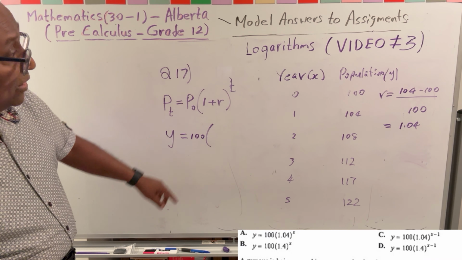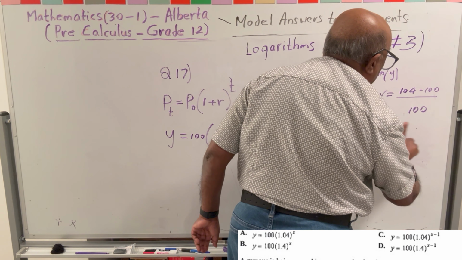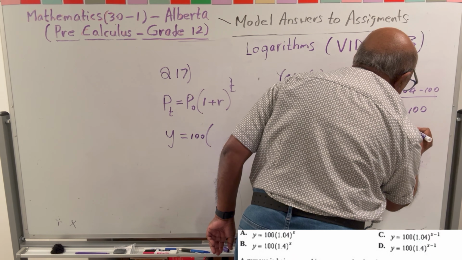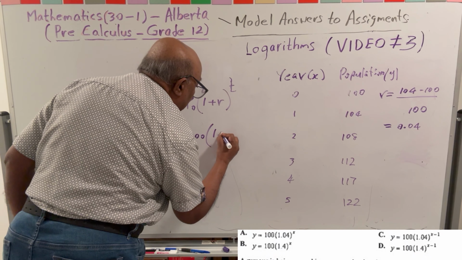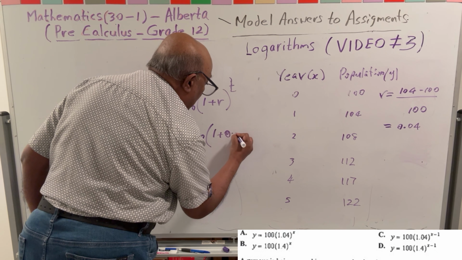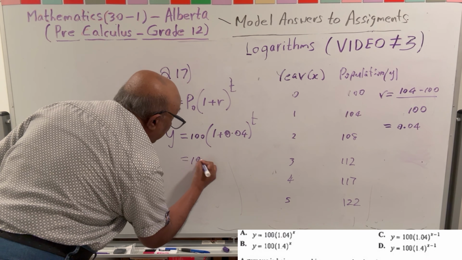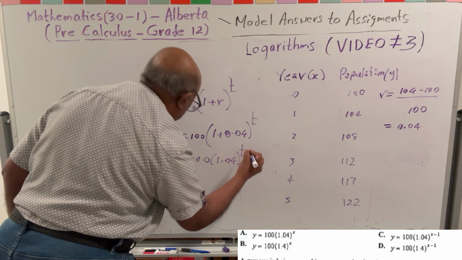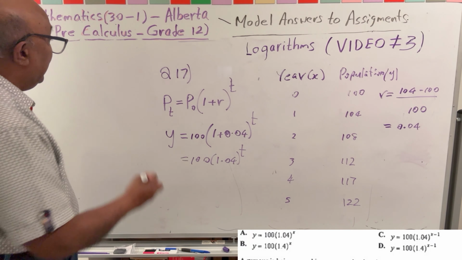Okay, you can apply this value here directly. Sorry, this should be 0.04. That means 1 plus 0.04 to the power t, times 100, that is 100 times 1.04 to the power t. Okay, that's the right answer. That means the answer is A.